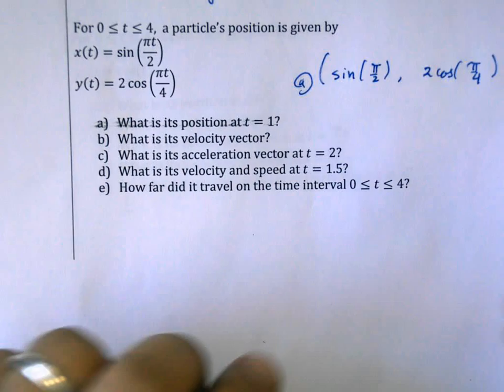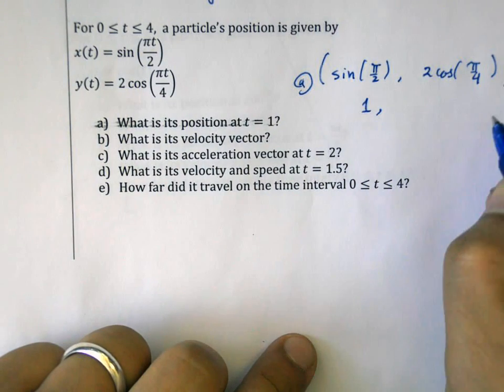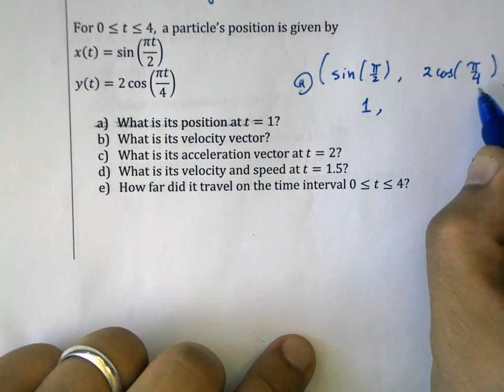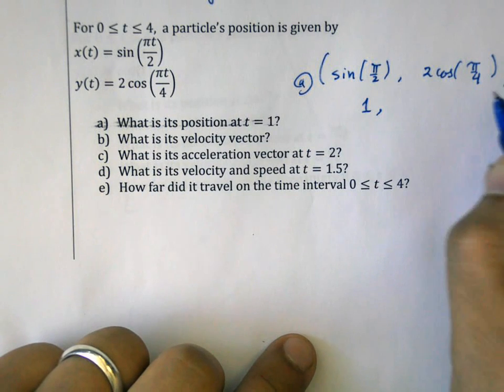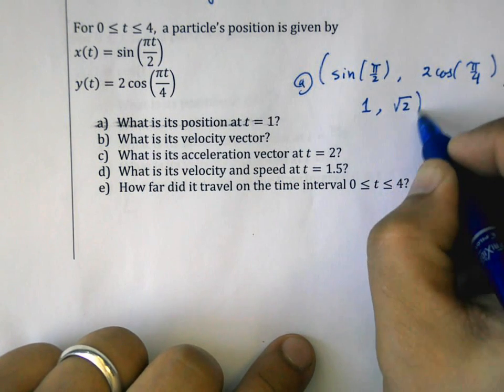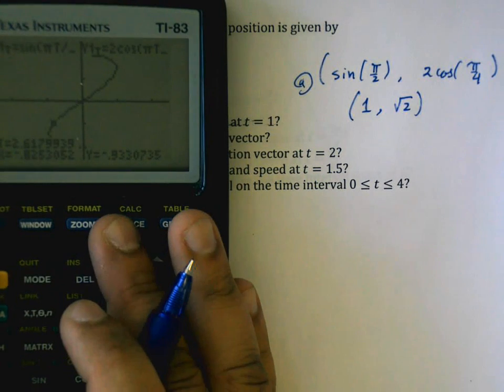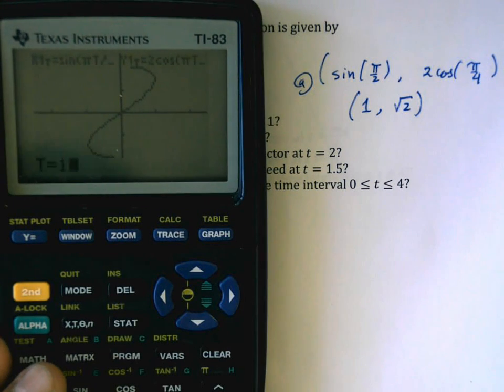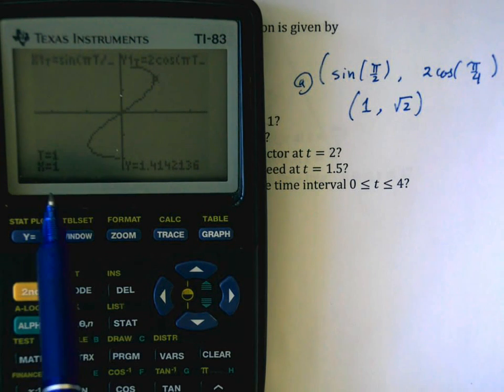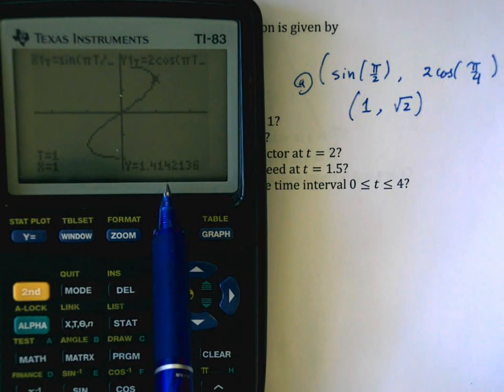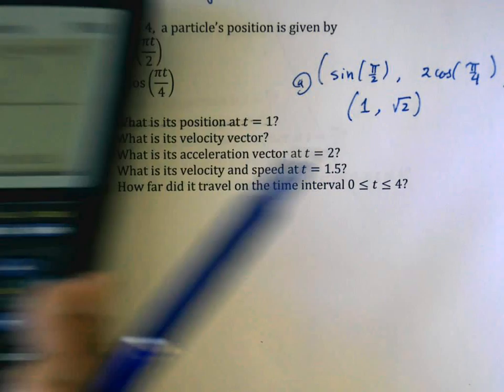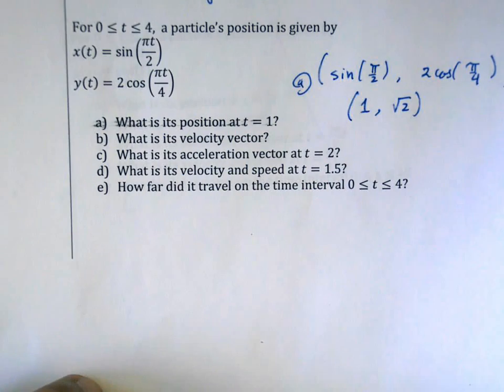And, you know, sine of pi over 2 is 1, and cosine of pi over 4 is root 2 over 2, times 2 will give you root 2. And we can confirm this on the calculator. So if I type in trace 1 for t, you can see that the x-coordinate is equal to 1, and the y-coordinate is 1.414, which in fact is root 2.